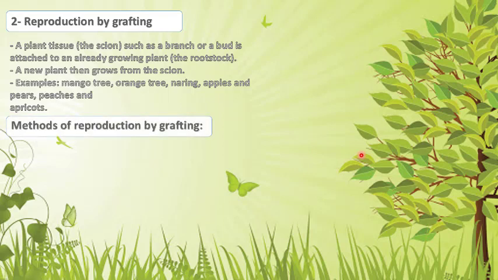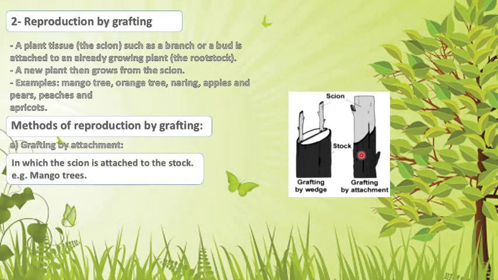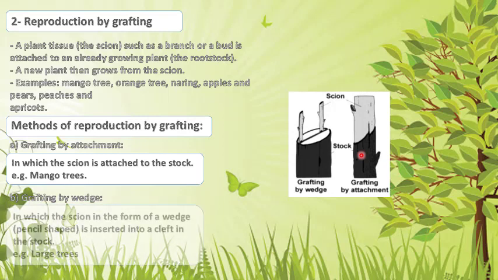Methods of reproduction by grafting. Number 1, grafting by attachment, in which the scion is attached to the stalk, like mango trees. The second type is grafting by wedge, in which the scion, in the form of a wedge, pencil shaped, is inserted into the cleft in the stalk, like large trees.